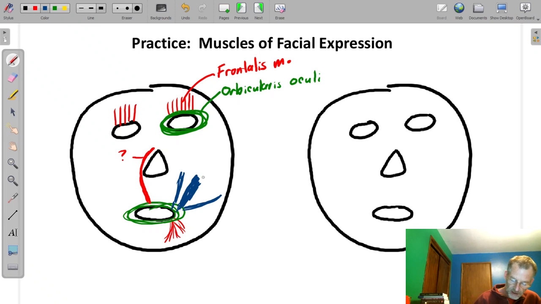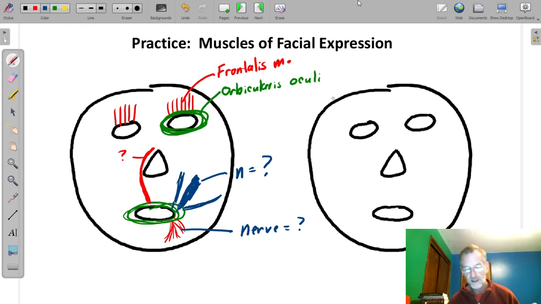Which nerve innervates this Zygomaticus Major? Which nerve innervates the Depressor Anguli Oris? Practice that until you can just rattle it off and you're not fazed by it. All muscles of facial expression are the facial nerve. Okay, that's all for now. We will come back and go through the muscles of mastication next.